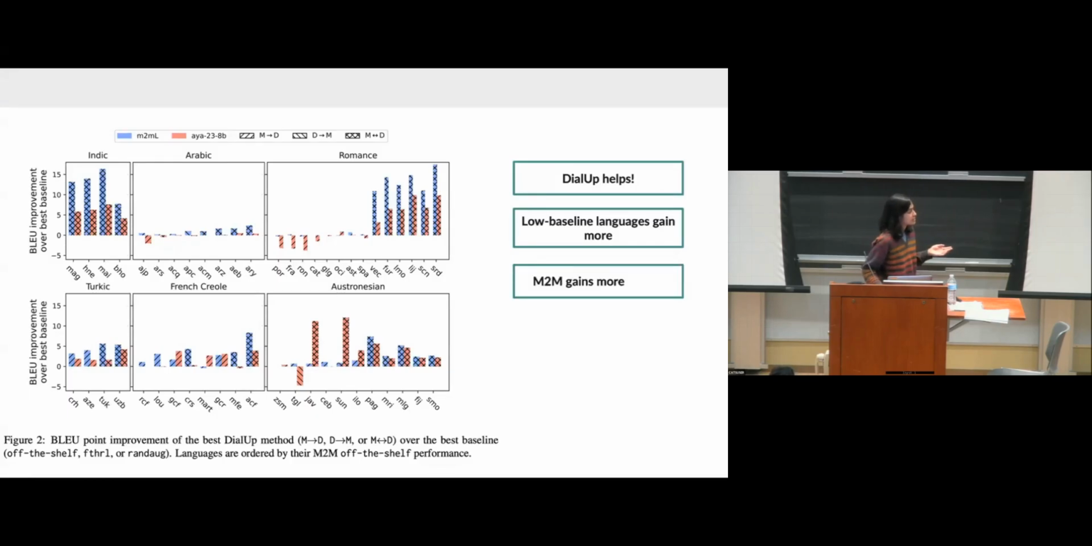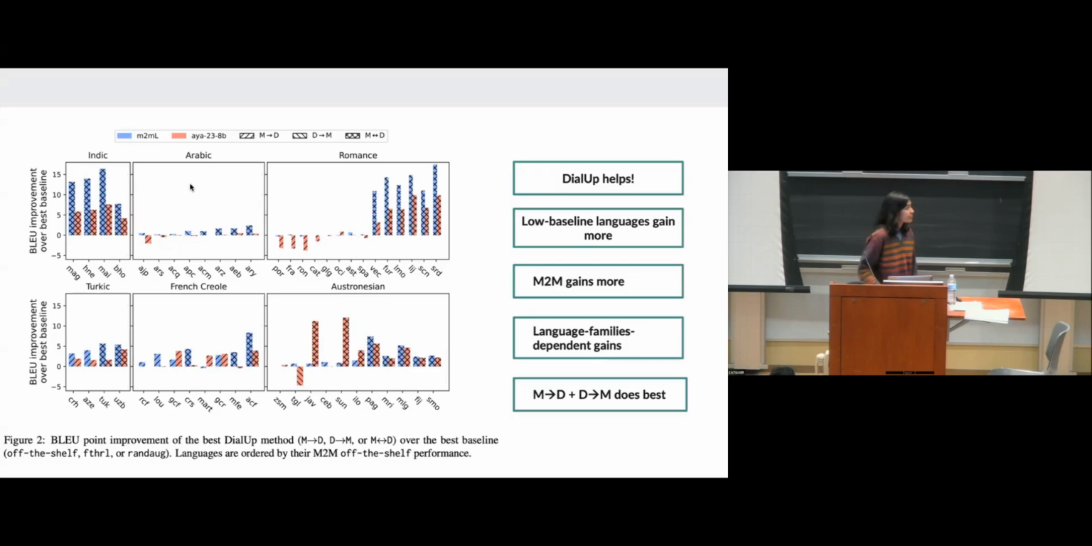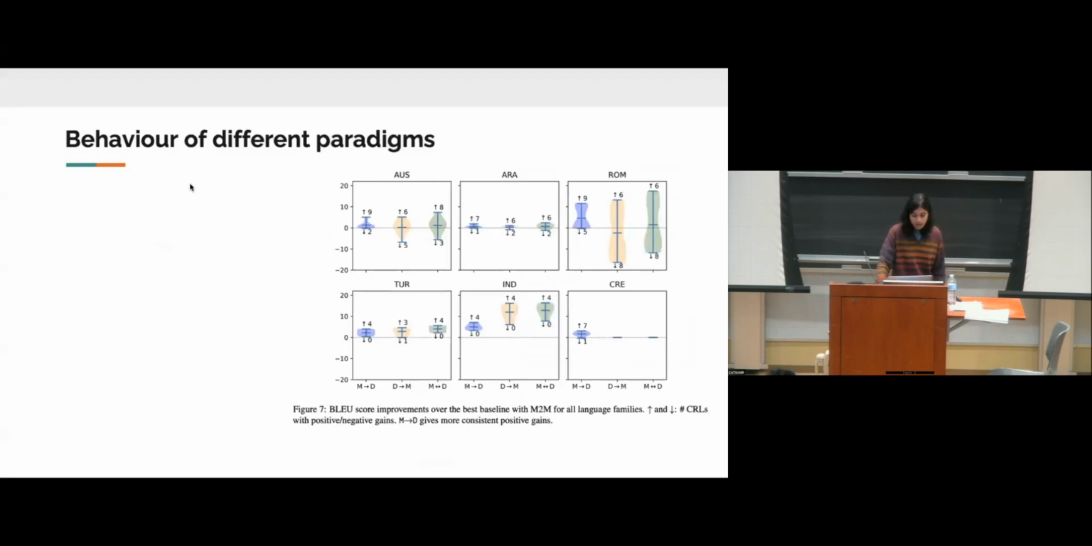And then we obviously see M2M gains a lot more IA, which is unsurprising. And then we see that these gains also depend on language family. So for example, Indic and Romance gain a lot more than Arabic or Turkic. And then finally, just combining both of these approaches does the best, or does better than either in isolation, which is nice to see. And then we can try to compare MTD, DTM, and the combined method from left to right.